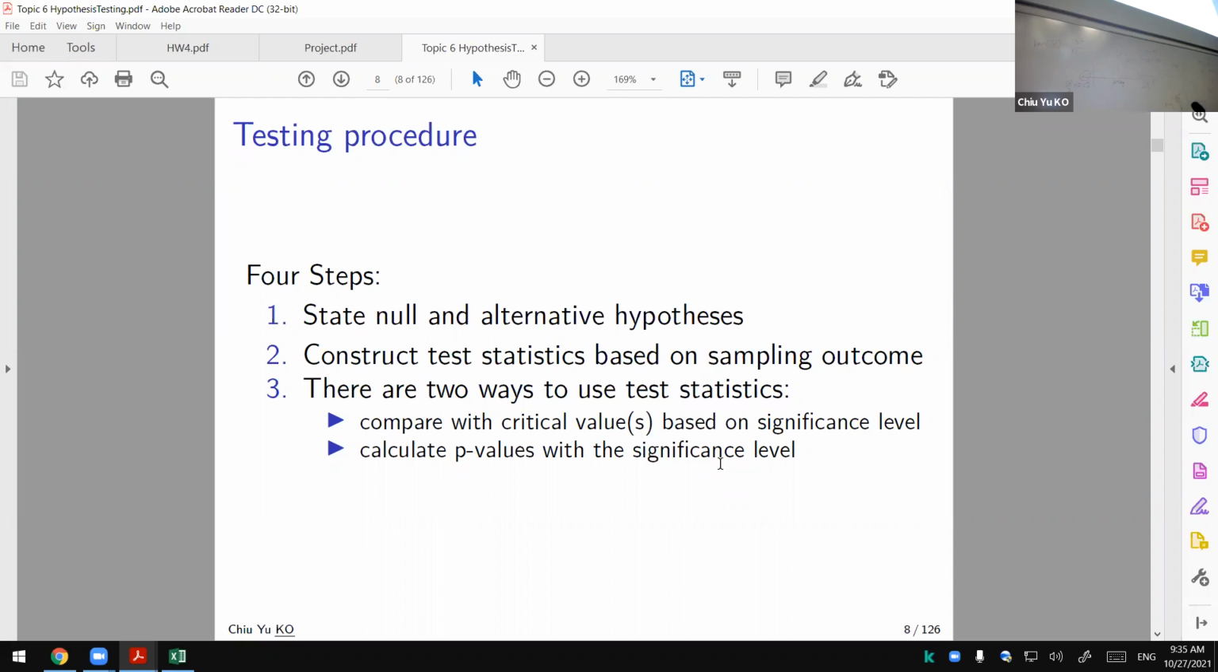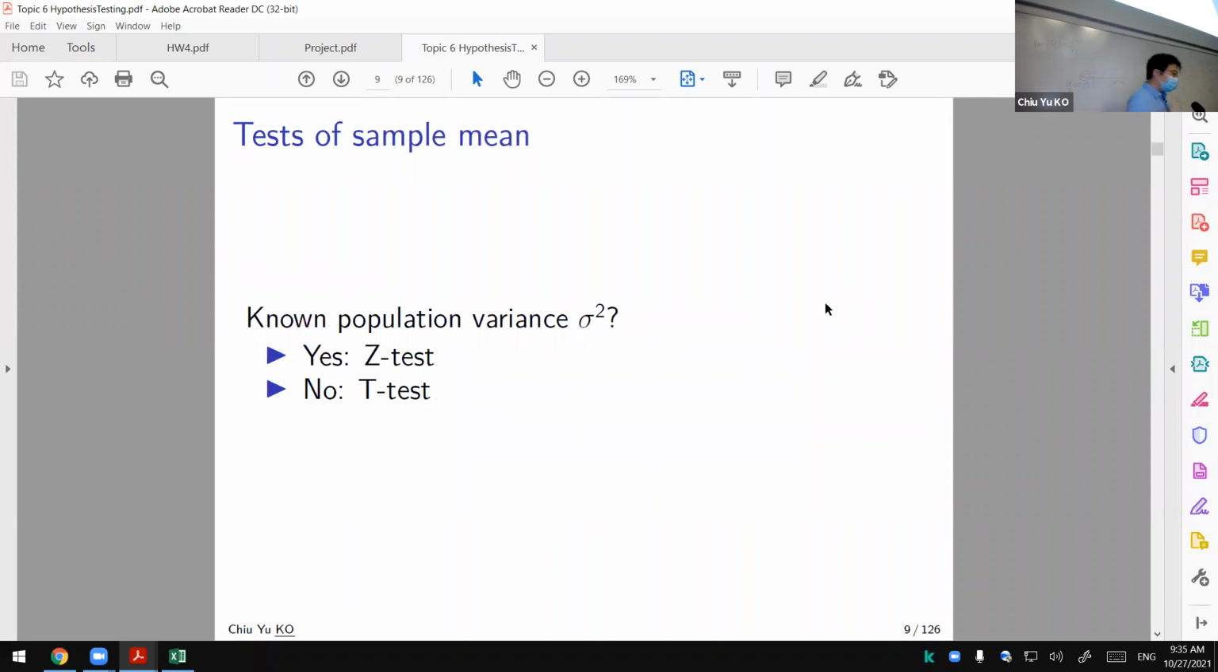We'll talk about it more concretely, but this is the main idea. So let's see the procedure. First is whether we know sigma, like estimation. If we know sigma, then we use the z test. If I don't know, which is usually the case, it's just the t-test.